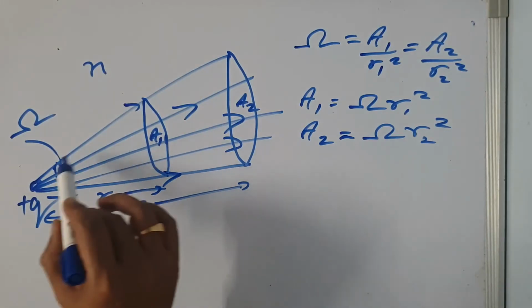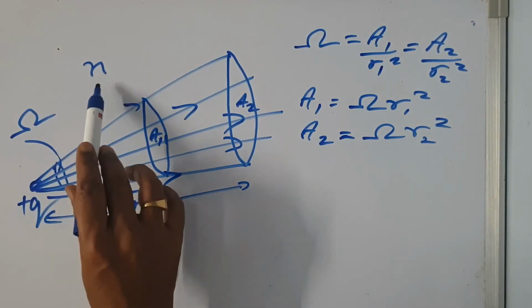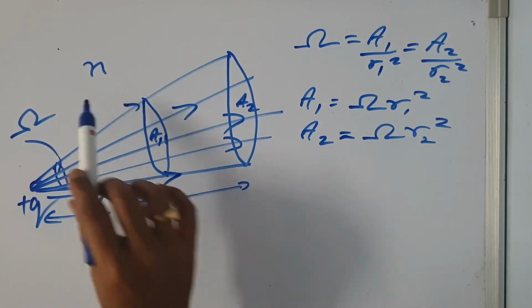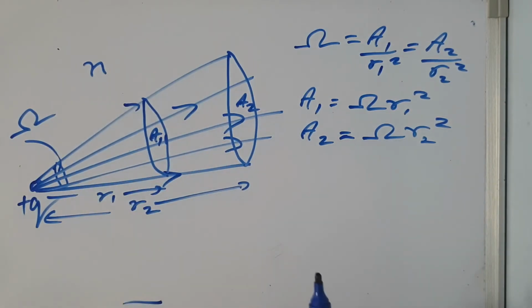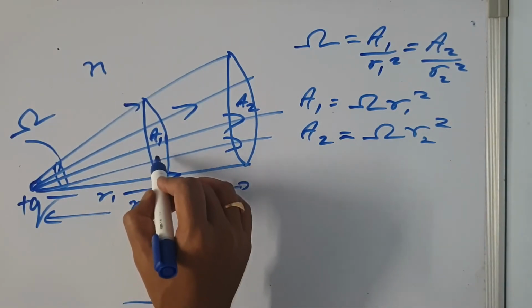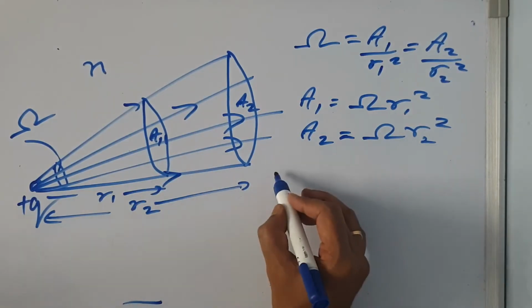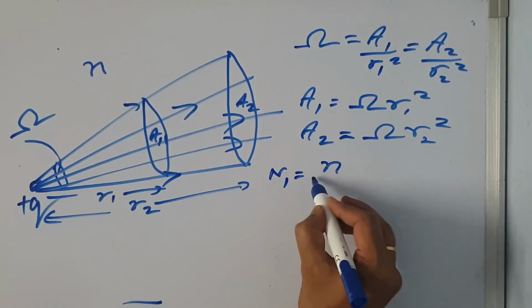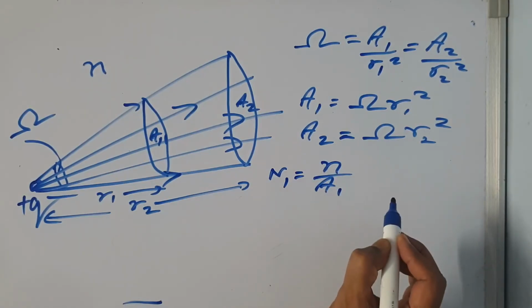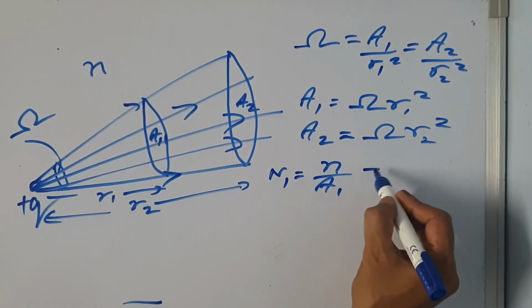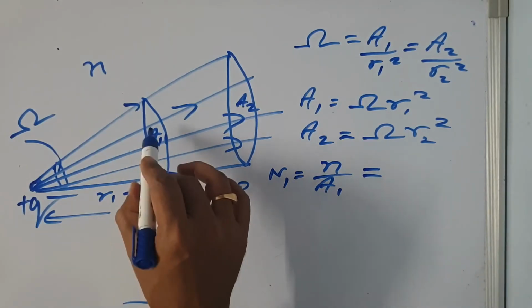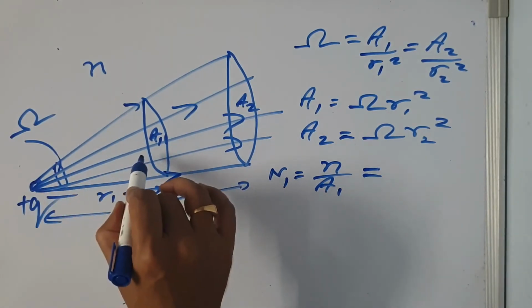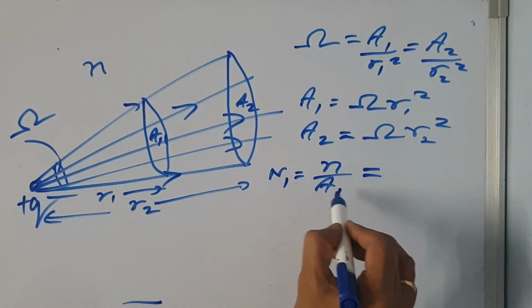I told you the total number of lines drawn coming out of this is n. That means through solid angle omega is small n. That means through area A1 is small n. Through area A2 is also small n. What will be the number of lines of force passing normal through area A1? Let me call it capital N1. Is it not going to be n upon A1? There are n number of lines passing through area A1. Therefore, through unit area, it will be n upon A1.